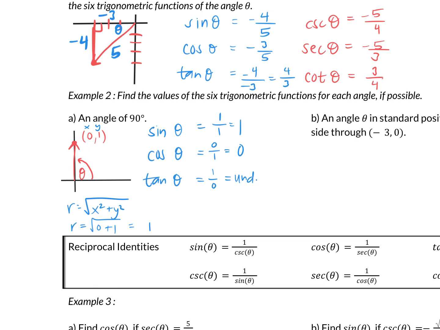Okay, now if I was finding the reciprocal of these functions, the reciprocal of sine is cosecant, which would give me 1. What is the secant of theta going to give me? What's the reciprocal of 0? Undefined. And then the reciprocal of tangent, or the reciprocal of undefined, is going to give me 0.